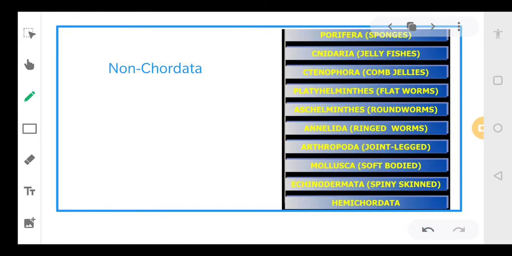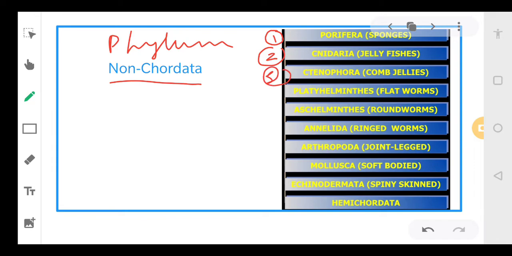Okay, now let's talk about the non-chordates. The phylum non-chordata can be further divided into different classes. The very first is Porifera. Porifera generally means sponges. Second is Cnidarians, or jellyfishes. Third is Ctenophora, an example is comb jellies. Fourth is Platyhelminthes, which includes flatworms.